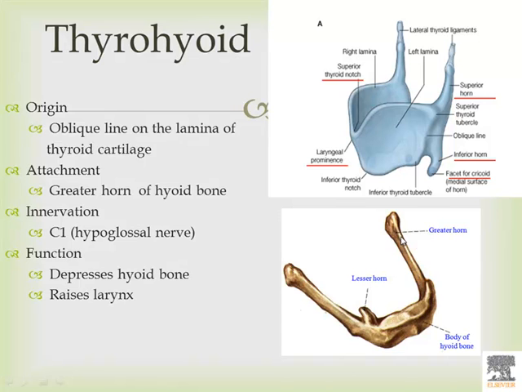This is what a greater horn of the hyoid bone looks like. The innervation will be a branch of C1 overlapped with the hypoglossal nerve. The function will be to depress and raise the larynx, and it would depress the hyoid bone.